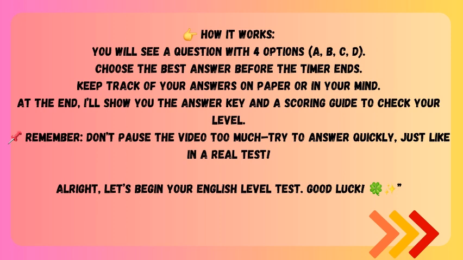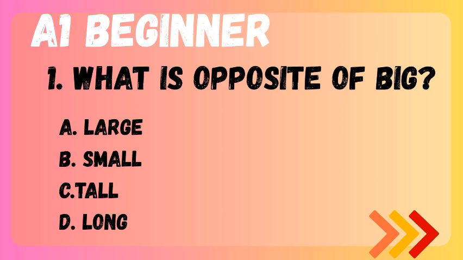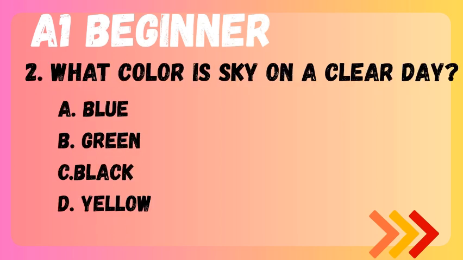Good luck! A1, Beginner. 1. What is the opposite of big? A. Large. B. Small. C. Tall. D. Long. 5, 4, 3, 2, 1. 2. What color is the sky on a clear day? A. Blue. B. Green. C. Black. D. Yellow. 5, 4, 3, 2, 1.